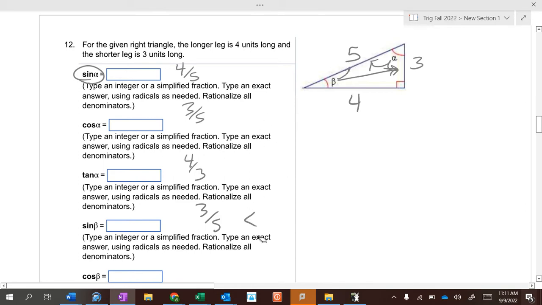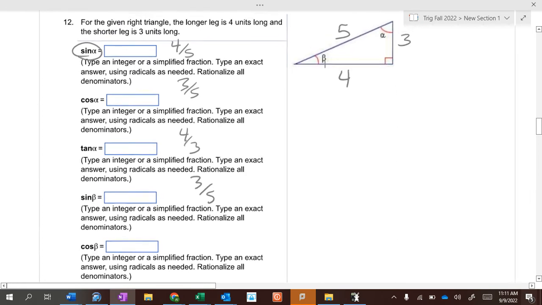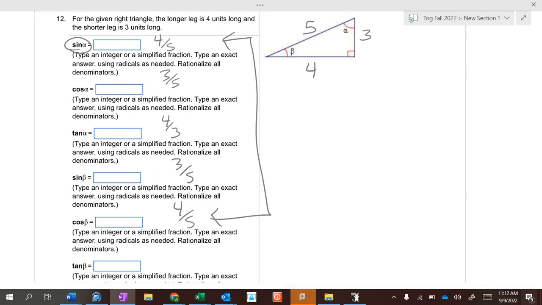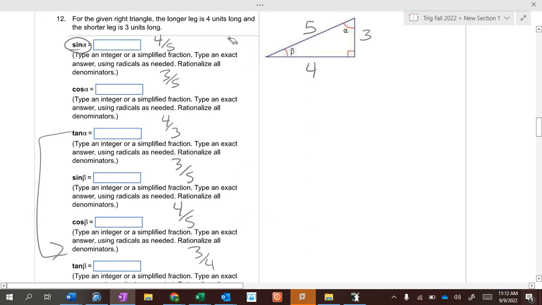So notice how those two are exactly the same. What's the cosine of beta? 4 over 5. Hey, that's the exact same as the sine of alpha, because you're using the same parts. You're just using a different angle. What's the tangent of beta? 3 over 4, the reciprocal of this one. All right, let's do that again for one more triangle.